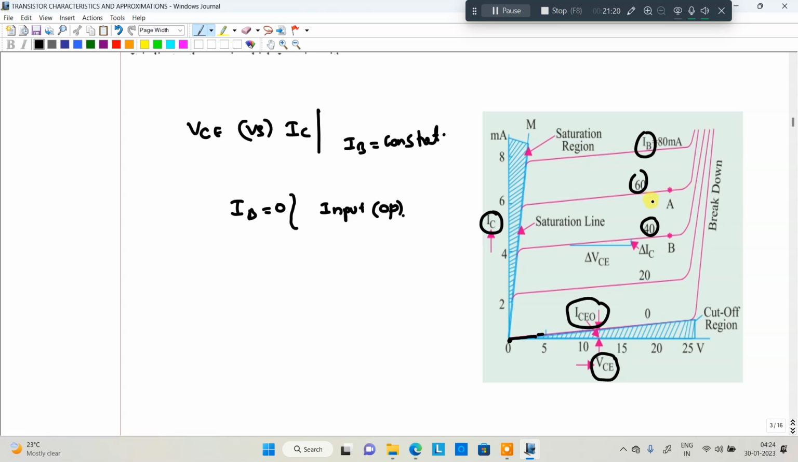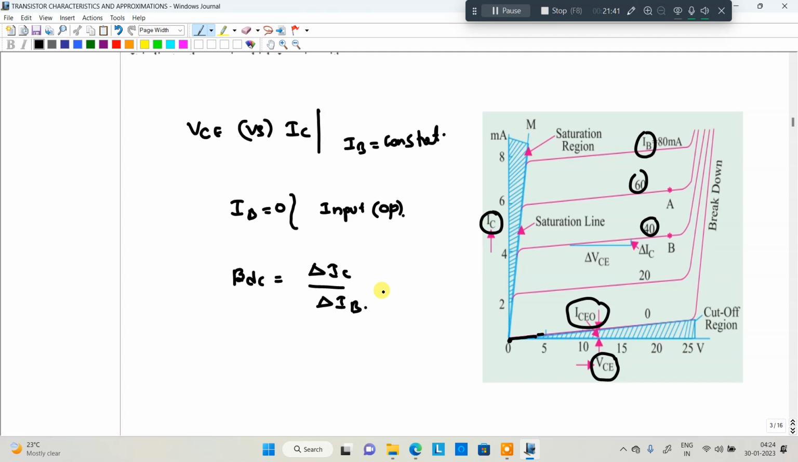Again repeat the same process. Adjust the base current to 60 milliamperes. Again step by step increase the voltage. That way you are plotting this particular characteristic. Again, beta DC, that is the current gain, we can also find as delta IC divided by delta IB.